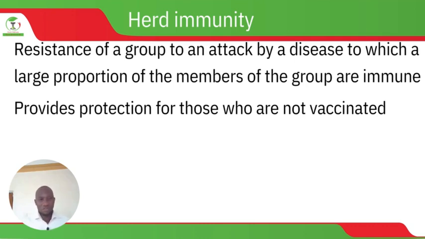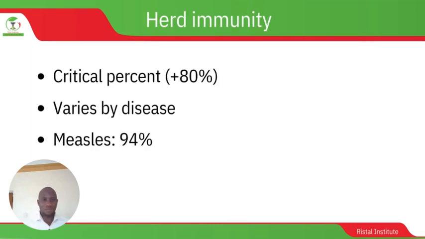So we look at the concept of herd immunity, which is that for us to be able to control communicable diseases, we have to vaccinate individuals. But it is not very possible to vaccinate everyone within a given community or population. However, if we vaccinate the majority of the people, it means the people who are not vaccinated are in a way going to be protected, because the majority of the members of the community have been vaccinated. And that is the concept of herd immunity.